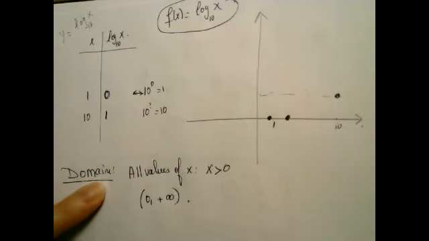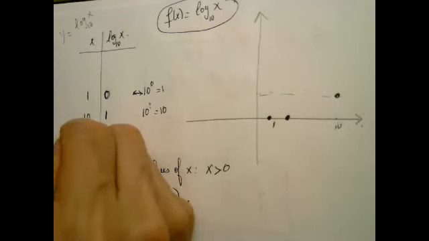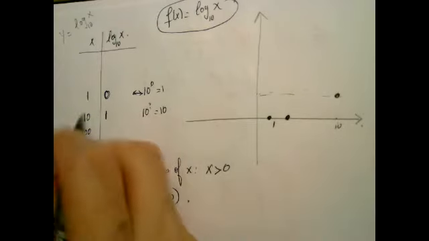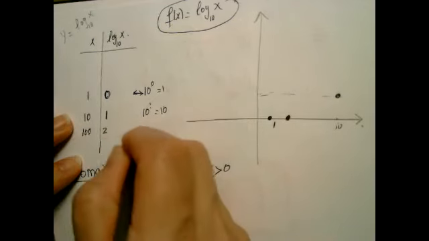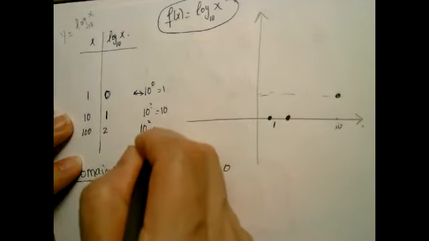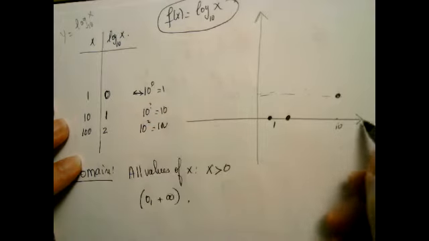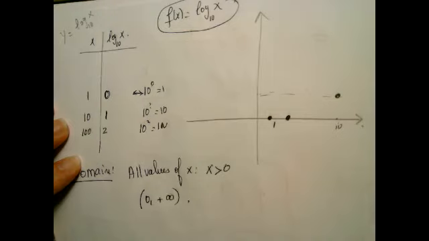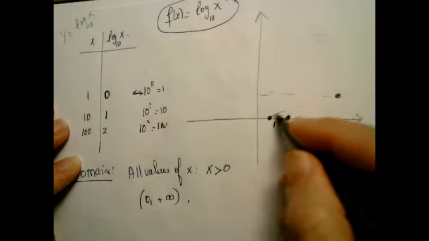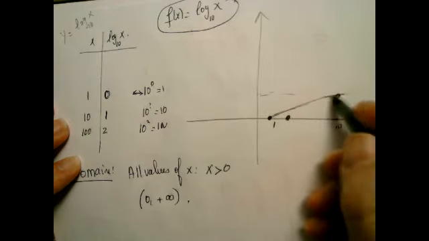If my input is 100, so we are really far away, what's my output? 2, because 10 to the power 2 is equal to 100. So at 100, my function takes only the value 2. So my function seems to be going like this, at least for x bigger than 1.